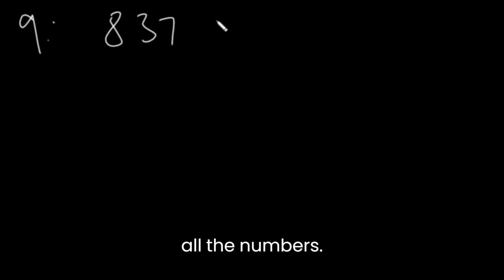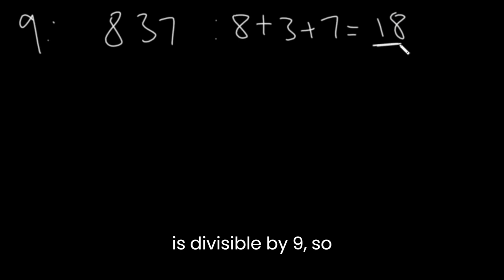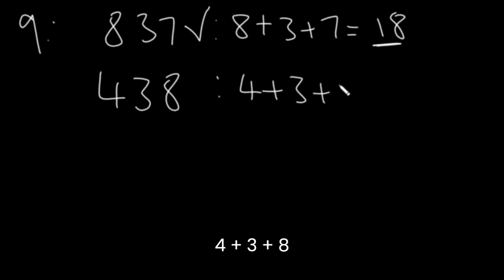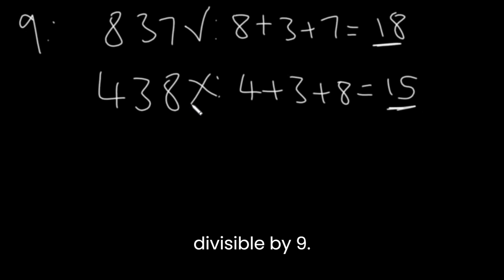The trick for 9 is very similar to the trick for 3. All we have to do is add up all the numbers. 8 plus 3 plus 7 is 18. 18 is divisible by 9. So 837 is divisible by 9. 4 plus 3 plus 8 is 15. 15 is not divisible by 9, so 438 won't be divisible by 9.